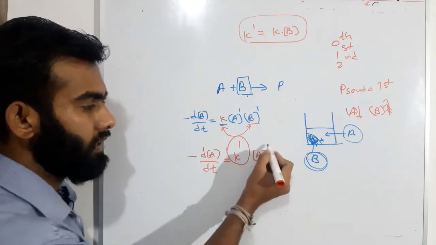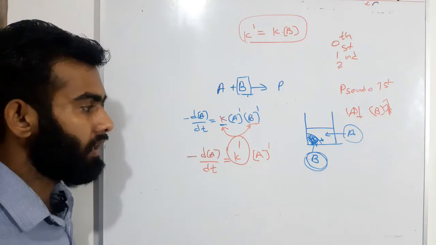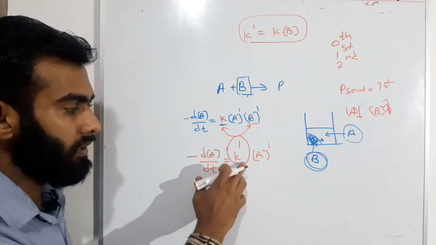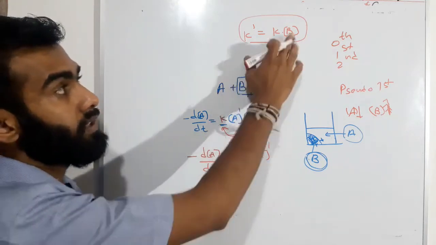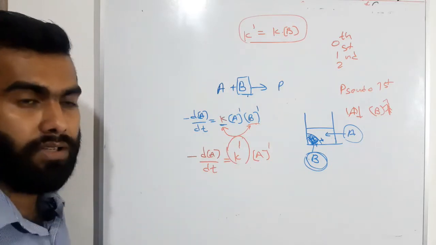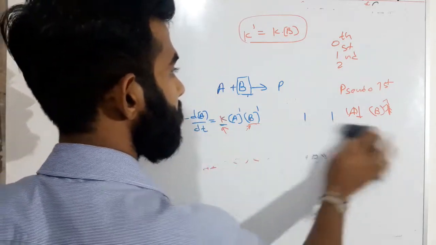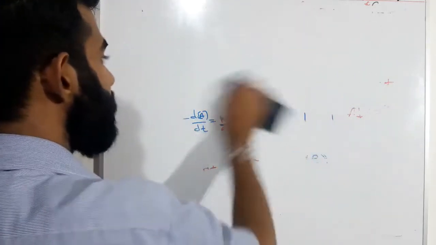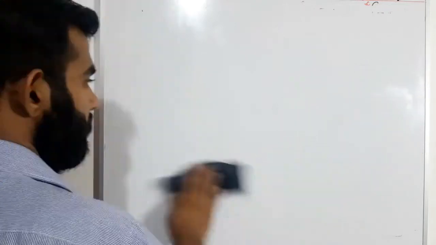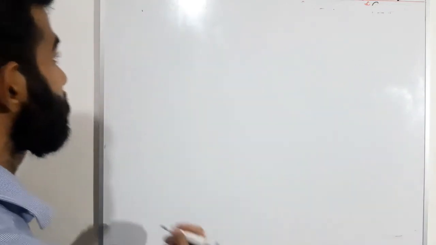As you can see, the order looks like first order, but here the term K dash also includes the concentration of B, so we call this a pseudo first order reaction. Okay, that's a very small thing. Now I'm going to introduce the summary of zero order, first order and second order reactions. Let's move on to the summary.